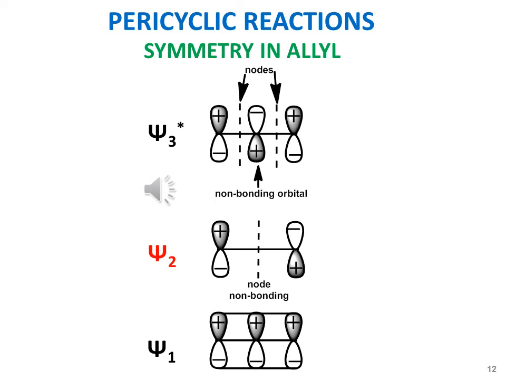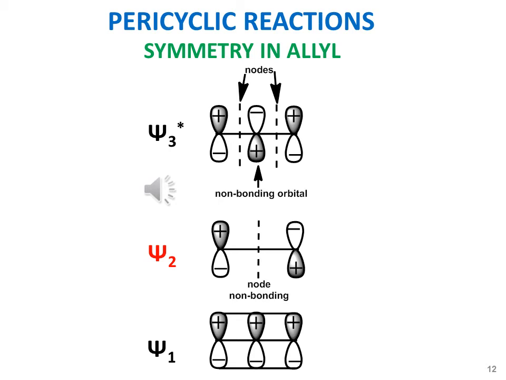The second atomic orbital here in the case of psi 3 star is a non-bonding orbital. You may see that there is no bond between the p orbital number 1 and the non-bonding orbital, and similarly there is no bond between the non-bonding orbital and the third p orbital. However, atomic orbitals number 1 and 3 can overlap because they have similar signs of lobes on the same side, and hence they can overlap. However, it has two nodes.